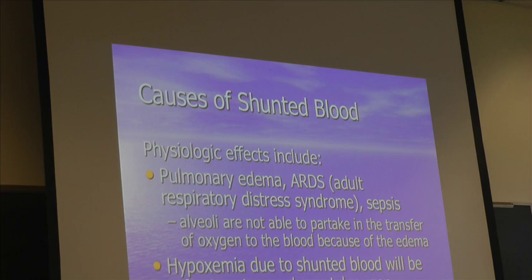It says that the AA gradient will be increased, but it doesn't tell you how much. So an AA gradient larger than 100 torr is typical of shunted blood.